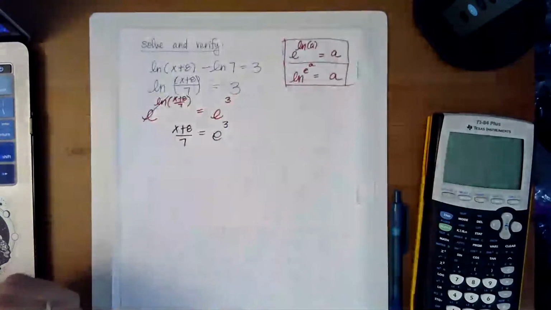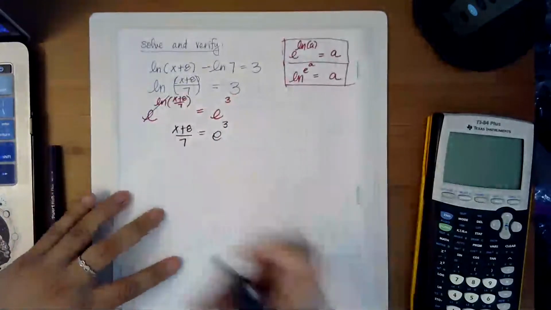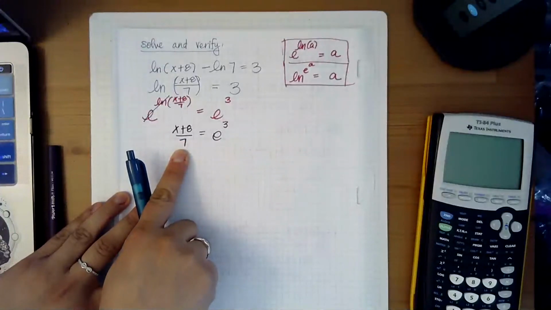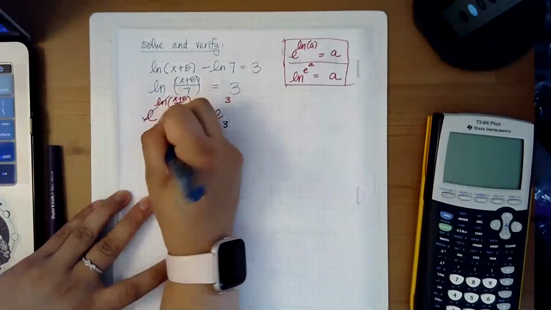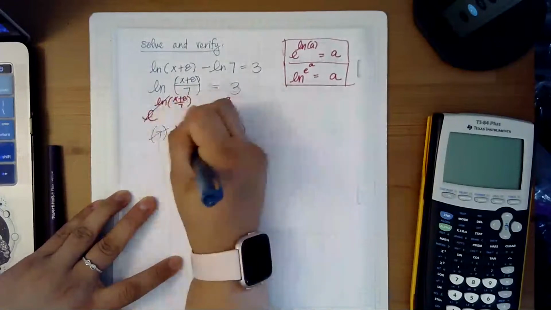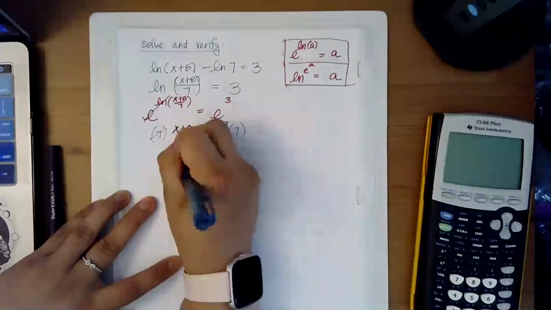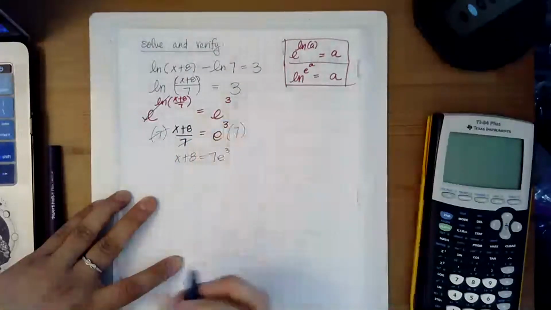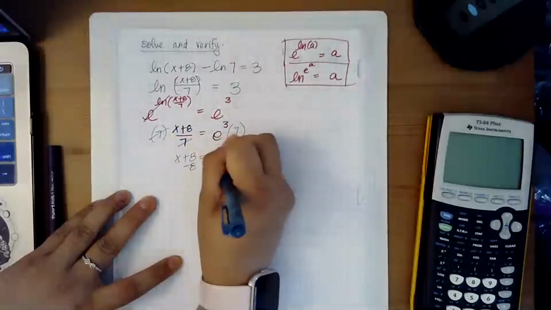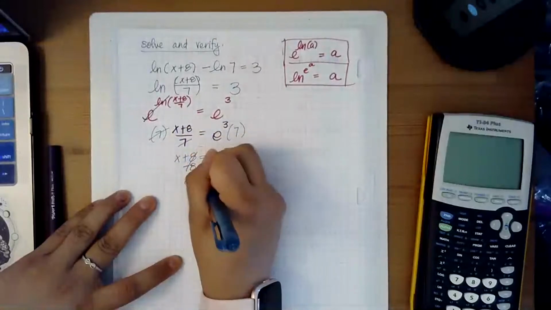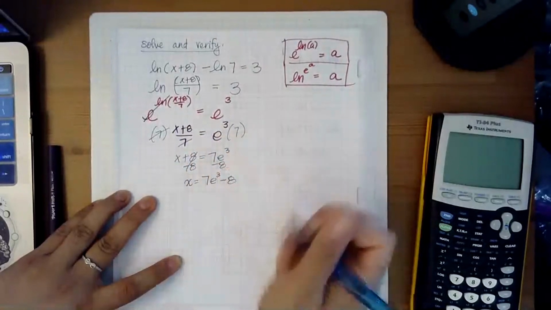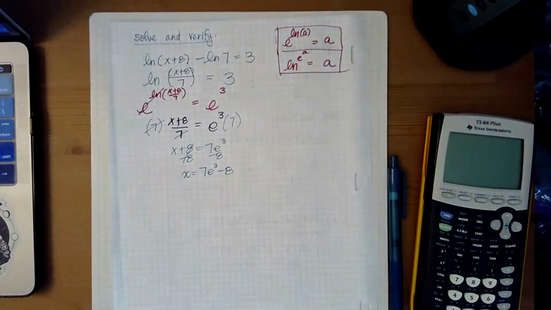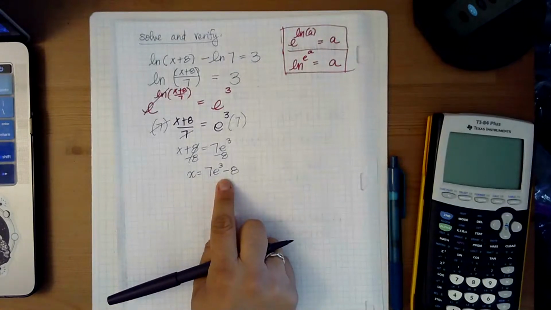So now I'm going to use regular good old algebra to solve this, which means in order for me to isolate x, I need to get rid of this dividing by 7. So I'm going to multiply both sides by 7, and that's going to cancel that. So I now have x plus 8 is equal to 7e to the 3rd, and I'm going to now subtract that 8. So I have x is equal to 7e to the 3rd minus 8. Now, as always, I need to verify this, most importantly, because I'm not sure if this input is going to be valid for a natural log, right?